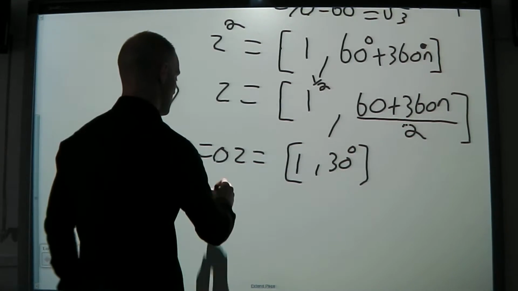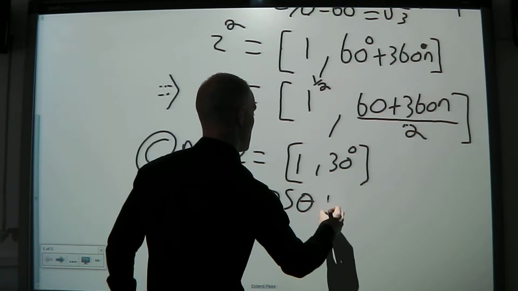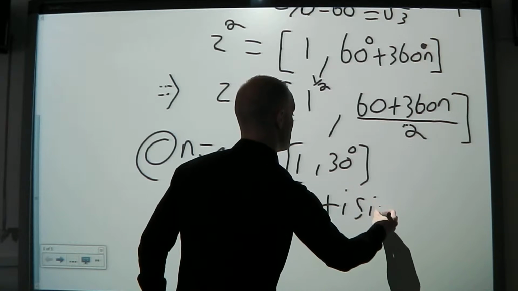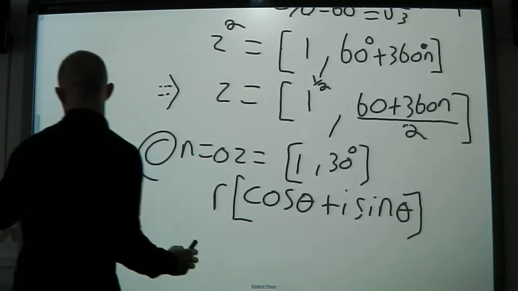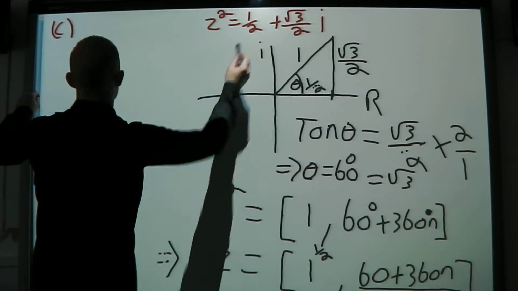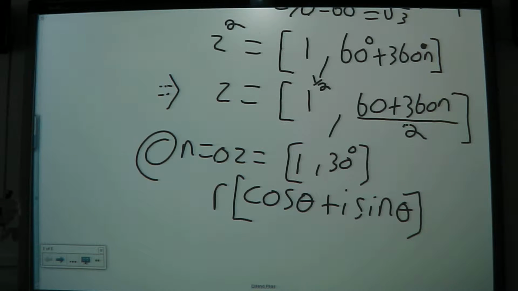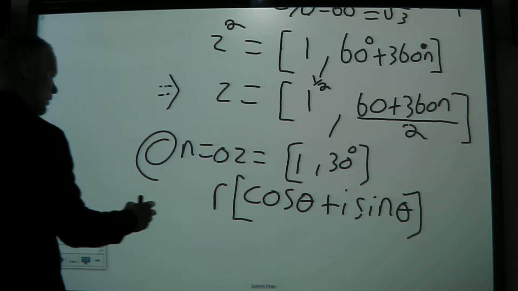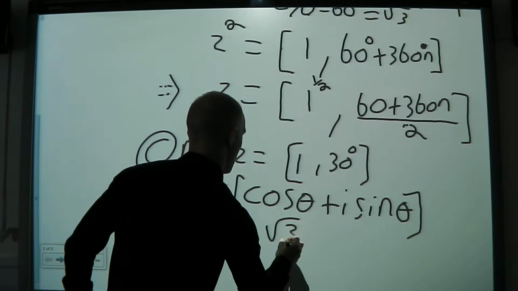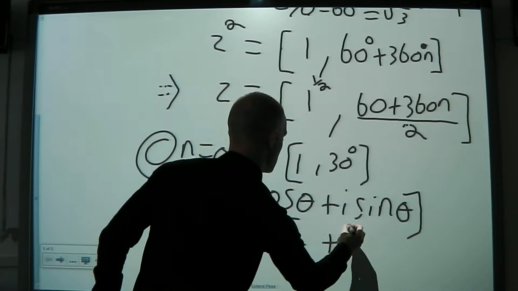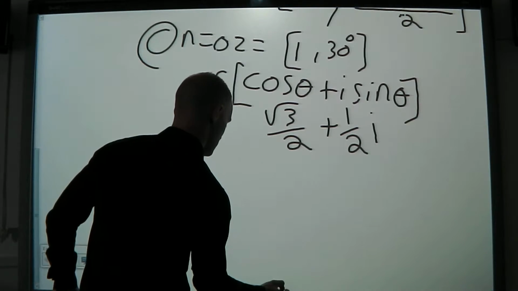Now we also know that r, put it in the form r cos theta plus i sin theta. This is put back into original form. We use this equation here to put back into the original form at the start. So r cos theta works out at 1 times cos 30, which is root 3 over 2, plus sin 30, which is a half, times i. So that's one of your solutions.